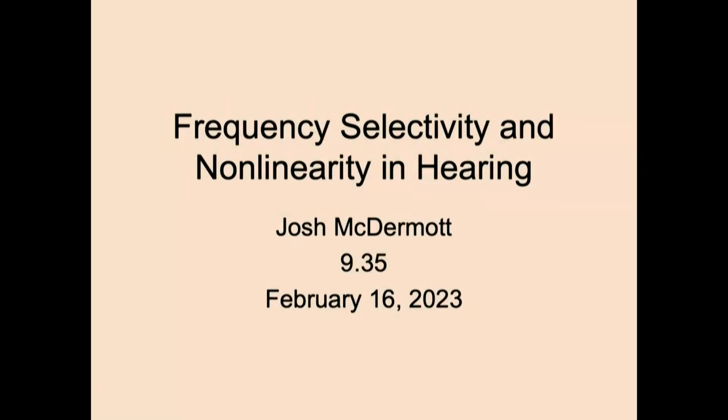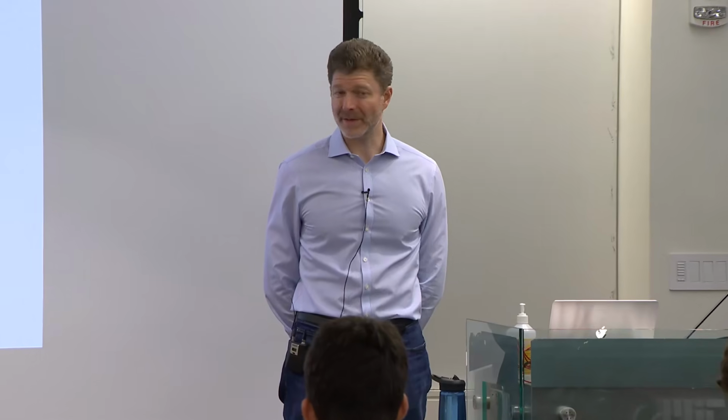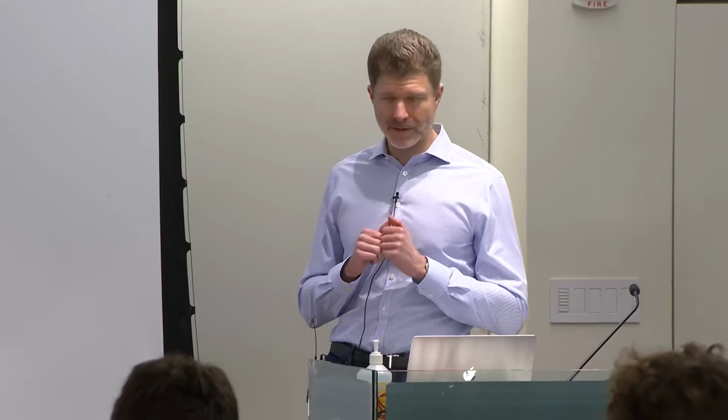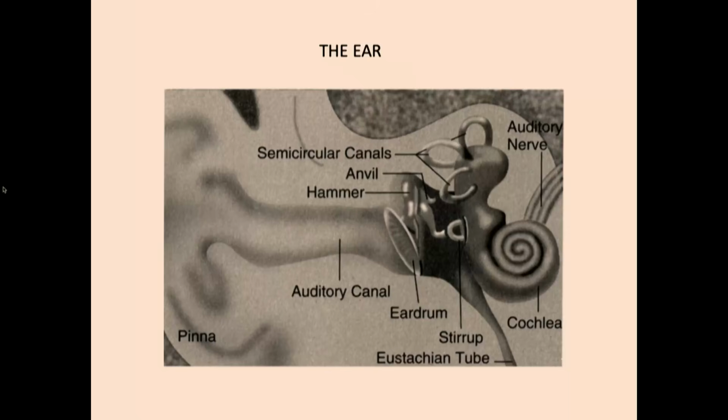All right, so today we will continue our journey into the auditory system. Last time we talked about the ear, and this time we're going to be talking about one of the most important properties of the ear, namely frequency selectivity, as well as the fact that the ear is nonlinear. And then we're going to get into hearing loss, which will probably affect all of you at some point in your life. So just a refresher, this is the ear.